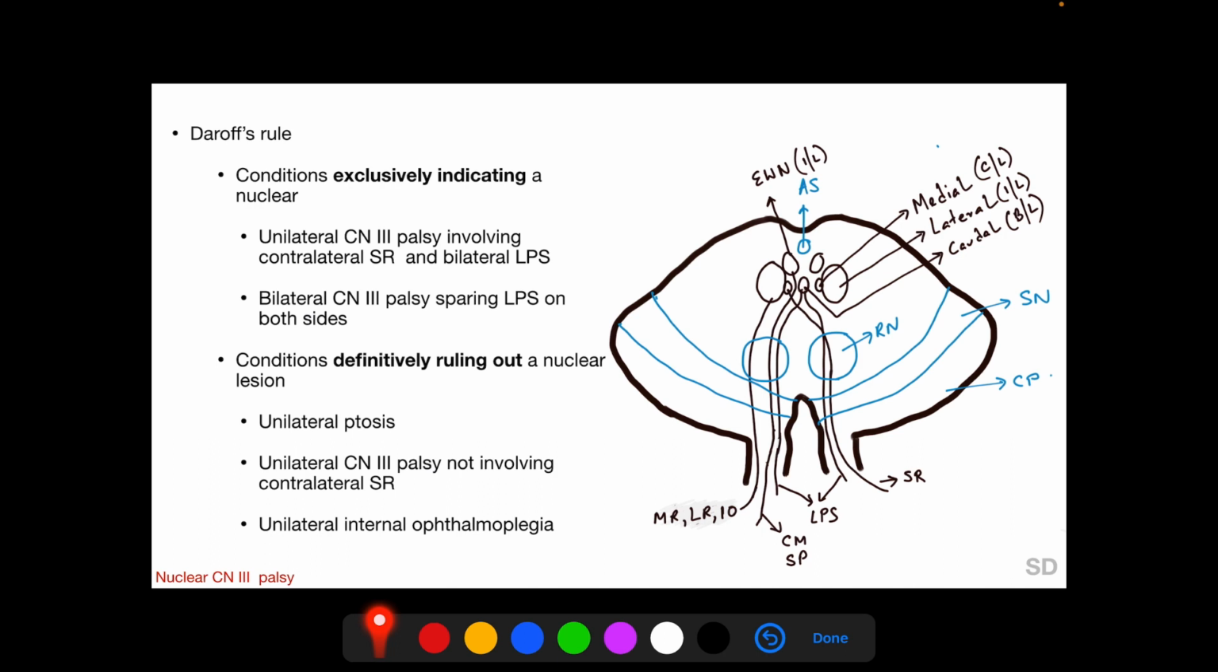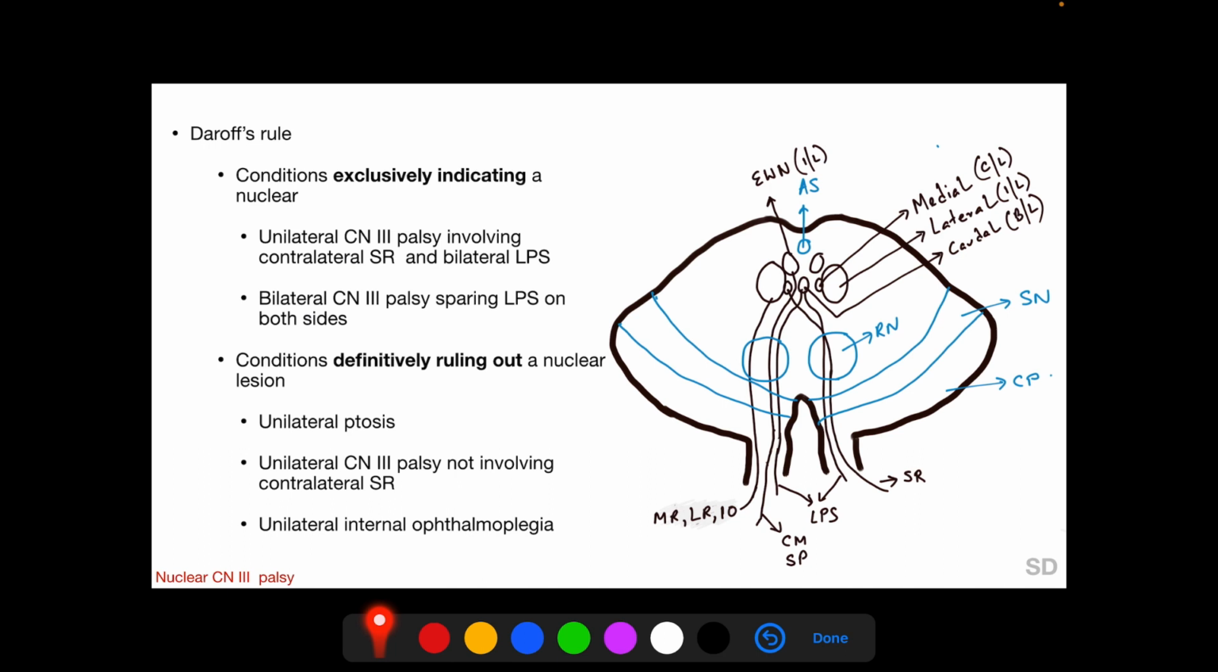There are conditions definitively ruling out a nuclear lesion. They include a unilateral ptosis, because the unpaired caudal subnucleus supplies levator palpebrae superioris on either side, a unilateral cranial nerve 3 palsy not involving the contralateral superior rectus, and a unilateral internal ophthalmoplegia affecting the pupil, because the Edinger-Westphal nucleus is supplied bilaterally by the afferent arm of the light reflex arc.